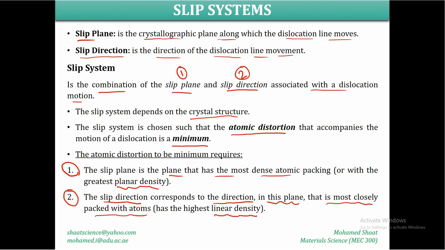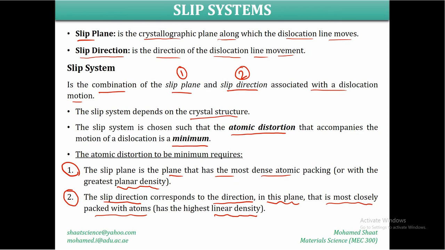So again, the slip system is the slip plane and the slip direction. What is the benefit of the slip system? We use it to describe how the dislocation is going to move inside the material structure, depending on the crystal structure of the material. This dislocation motion is what indicates that there is plastic deformation, and the slip system should be described by the slip plane and slip direction.